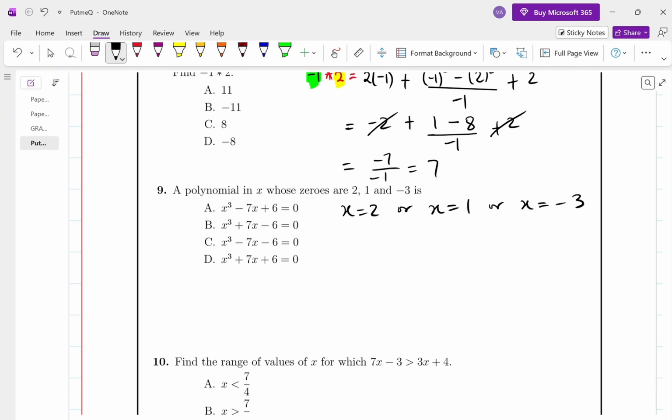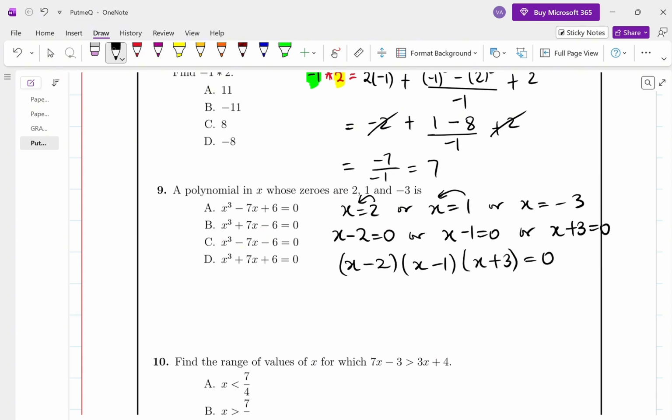Now we could move all of these to the other side so that we get 0 on the right hand side. So this is x minus 2 equal to 0. If I take 2 to this side, I'm going to get a minus 2. Or x, this is a 1. If I take it to the other side, it's going to be minus 1 equal to 0. Or x plus 3 equal to 0. Now think of this. If everything is equal to 0, even if we multiply them, it's still going to be 0. So x minus 2 into x minus 1 into x plus 3 would still give us 0.